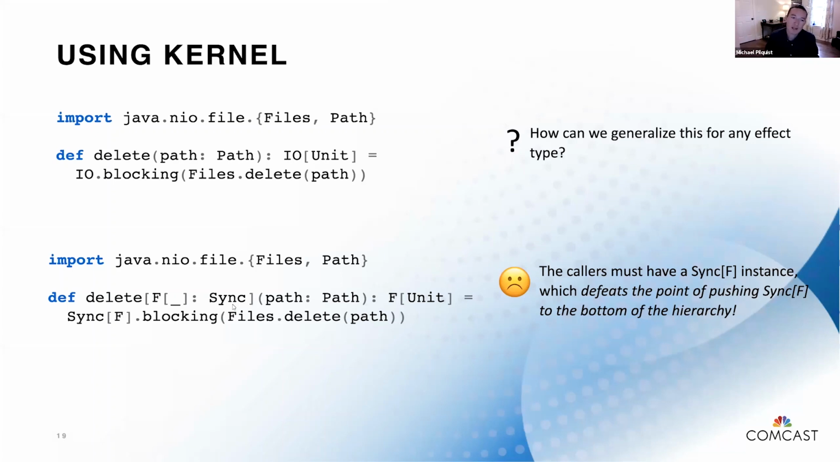But consider the case where you're working with an abstract F. Now, in that case, to call delete, you need an implicit Sync. And so really the only way for you to get an implicit Sync is to make that a bound on your code, right? Like, my code is now going to be defined over this generic F that has a generic Sync instance. And the moment we've propagated this Sync constraint one layer up the call hierarchy, we've defeated the entire point of Cats Effect 3, or at least the point of pushing Sync to the bottom of our hierarchy, right? Because it doesn't matter that it's the bottom if generic code is all going to require a Sync instance anyway. It's a complete violation of the principle of least power.